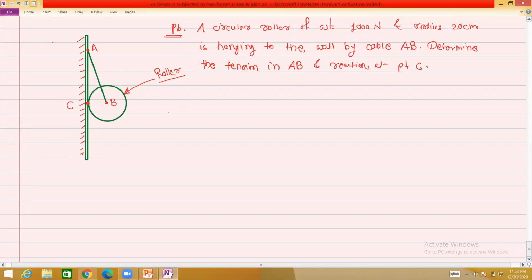So this is the problem statement. A circular roller of weight 1000 Newton and the radius is 20 centimeter is hanging to the wall by the cable AB. Determine the tension in the AB and the reaction at point C.